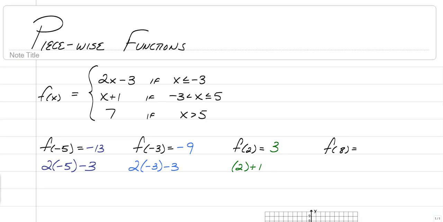So the last one, f of 8. Is 8 less than negative 3? Nope. Is 8 in between negative 3 and 5? Nope. Is 8 greater than 5? Yep. So anything in this category, the answer is just 7. So f of 8 is equal to 7 because 7 is just a constant. Okay? So that's an idea of what piecewise functions are. So evaluating them is pretty simple.